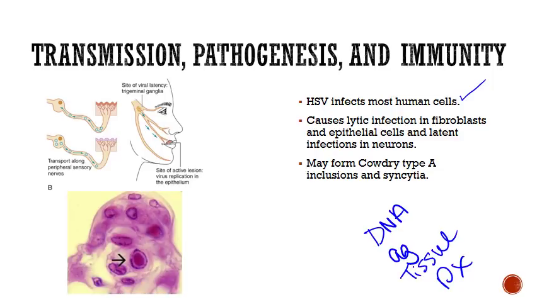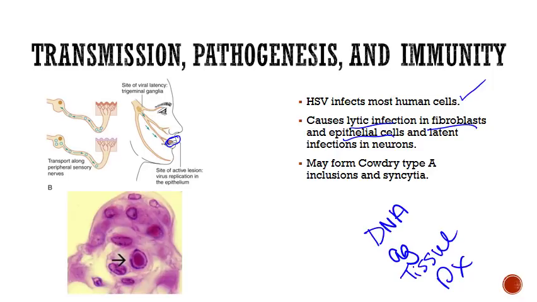They're able to infect most human cells, but they certainly do have their sites they like to hang out in. The virus generally causes a lytic infection in fibroblasts and epithelial cells, and then latent infection in neurons. You can see here, they've got a really nice image that basically shows an active site of viral replication in the epithelium, right on the lip where you'd expect to see a cold sore, where it's causing this lytic infection.